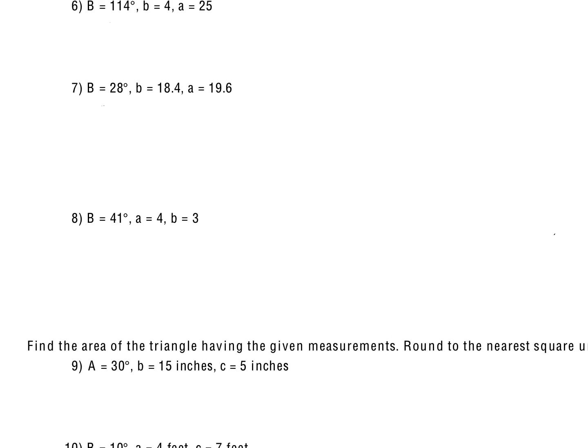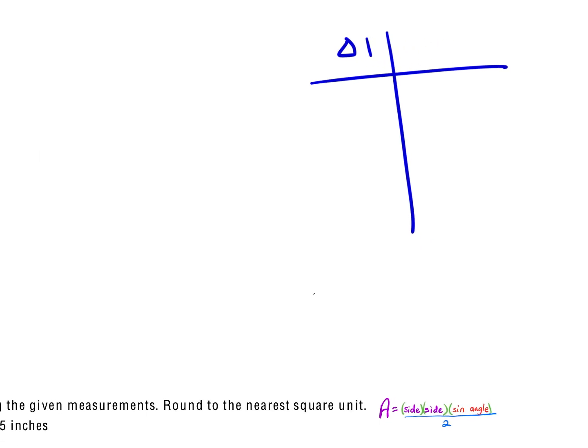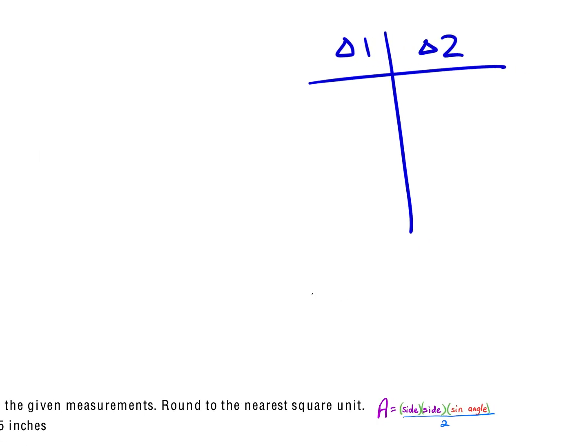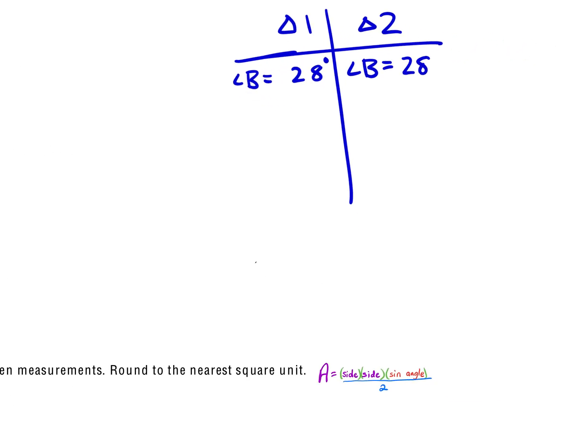All right, so number 7 gives us 2 sides and an angle. So we have to check to see if we have 2 triangles. I'm just going to list it over here. We may not have 2, but I'm going to write it just in case because it's easier to keep track. Start with what's given. Angle B is given, which is 28 degrees. So it's going to be the same in both of them. Angle B is 28 degrees.